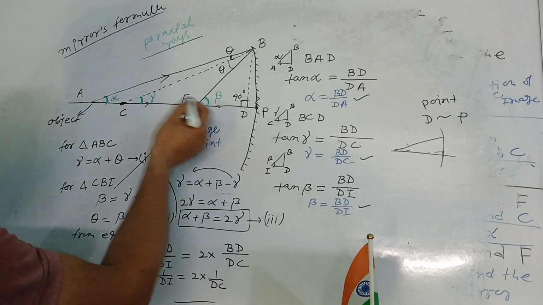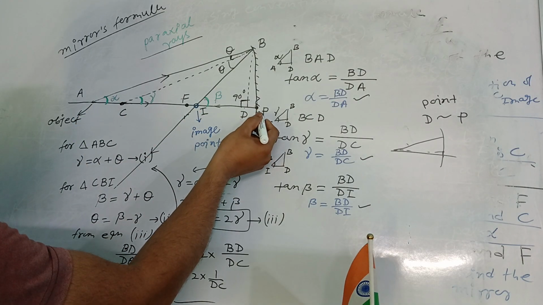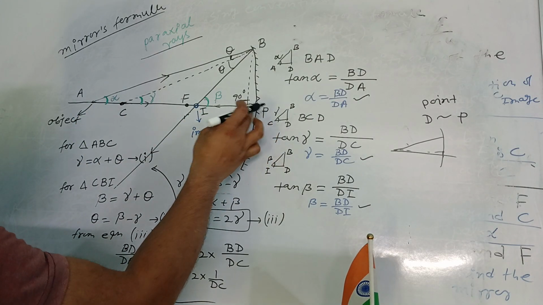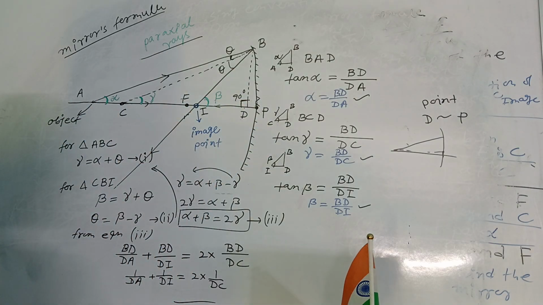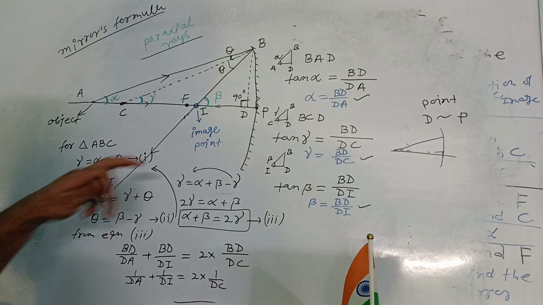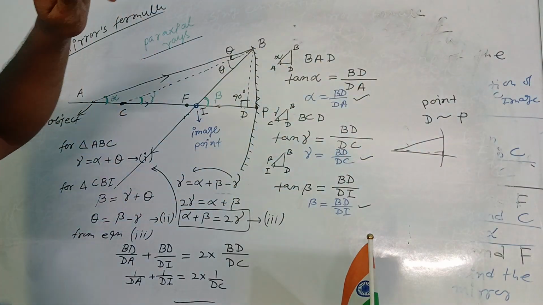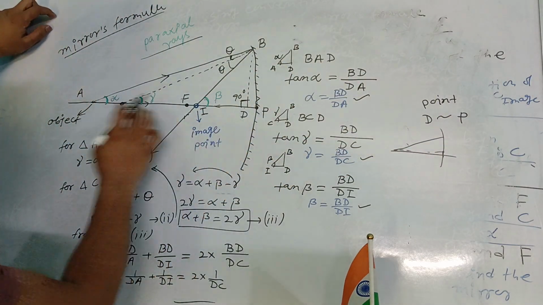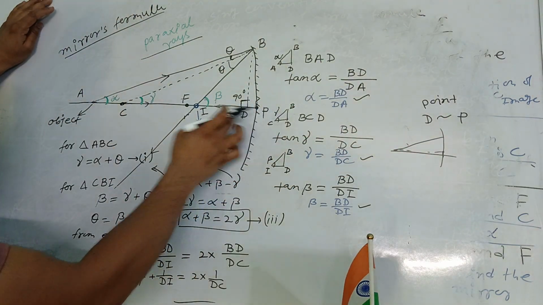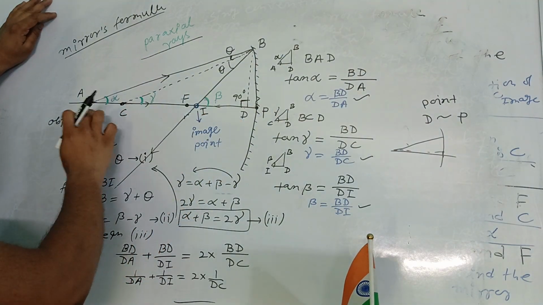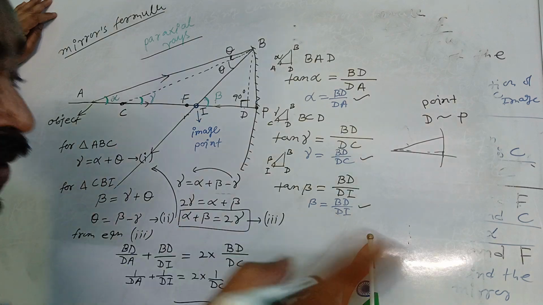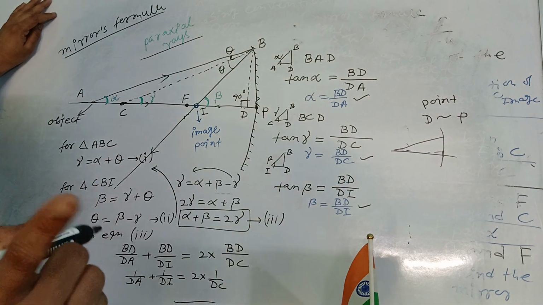So this DA, what is it? It is exactly equal, we can write, to PA under paraxial approximation. So these D point and P point are the same. So where DA is given, we can write PA, and pole to object is known as what? Object distance. Good.